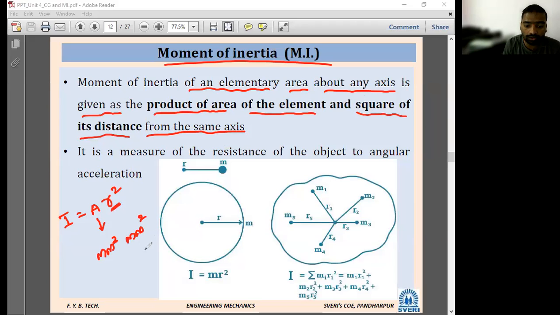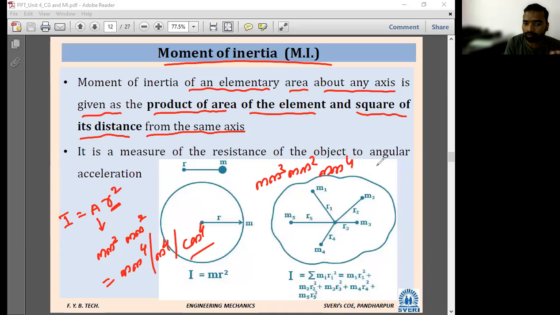Then what is the unit for the total moment of inertia? Mm raised to 4 or meter raised to 4 or cm raised to 4. This is one of the objective questions: what is the unit for moment of inertia? Mm raised to 4 or cm raised to 4 or meter raised to 4. So option D, all, is the answer. How would it appear in the question paper? mm cube, mm square, mm raised to 4, mm. So mm raised to 4 is the unit for moment of inertia.